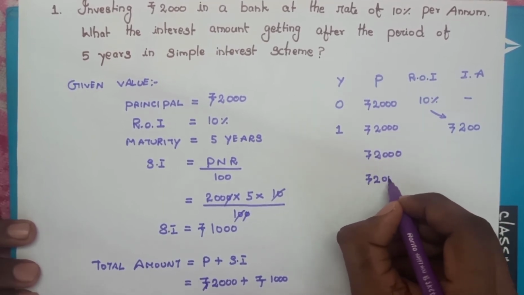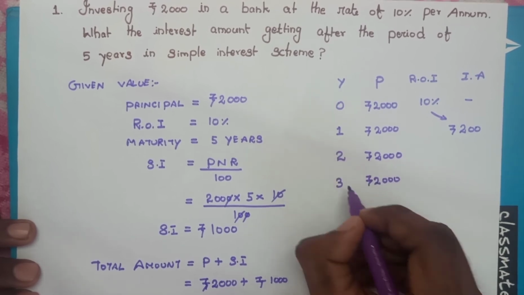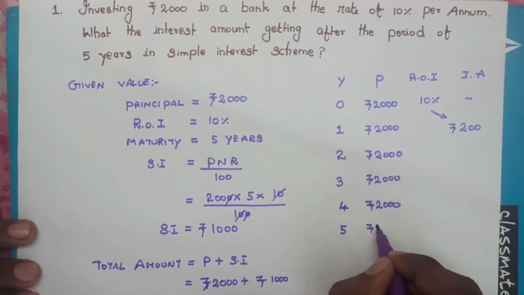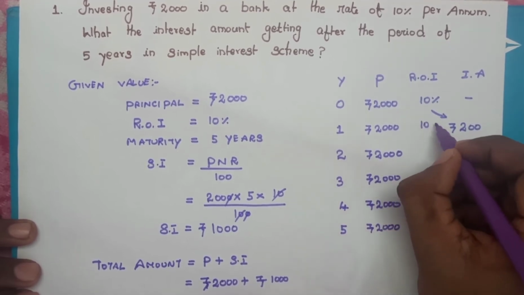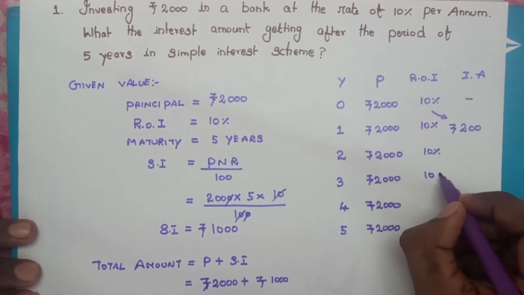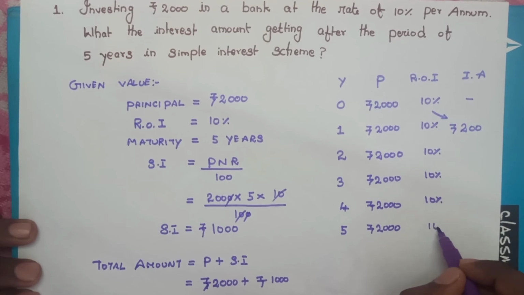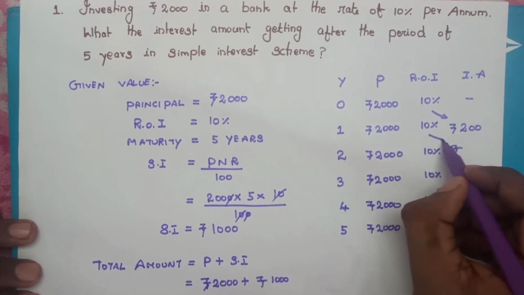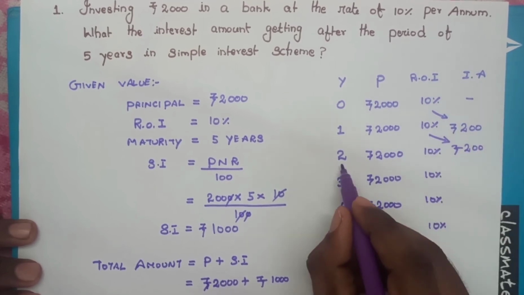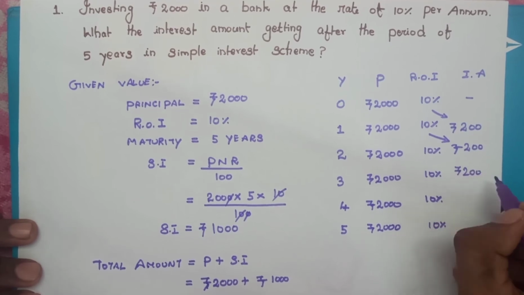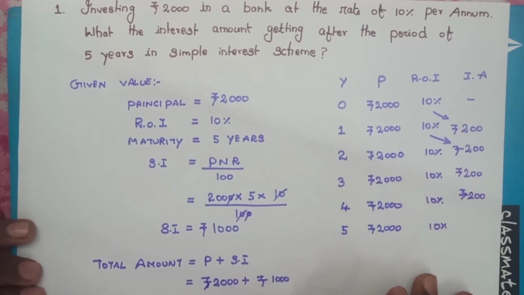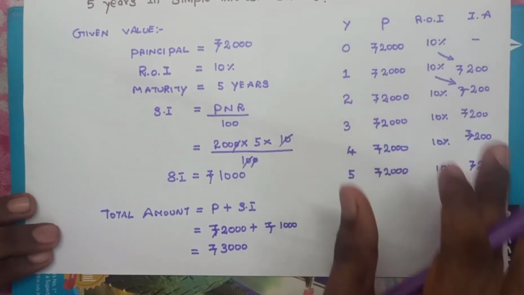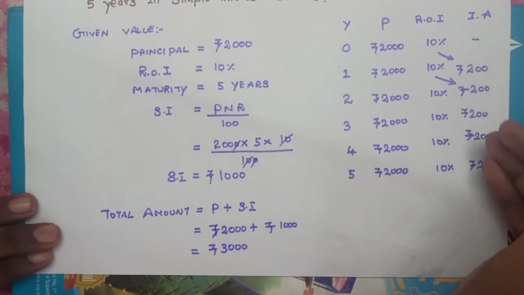Here 2, 3, 4 and number 5. Ten percent, the interest rate is the same for every year. So you will get the same 200 rupees after completion of 2 years, and after completion of 3 years you will get the same interest amount, because your principal is the same for every year. So that's why you will get the same interest amount every year.